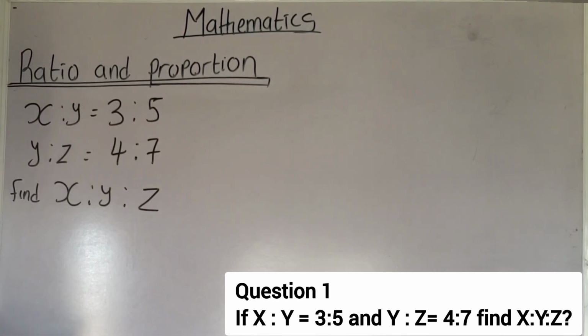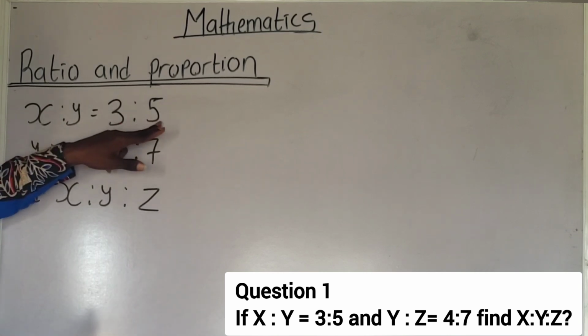Please pay attention. This is very simple. All we want to do here is to make y uniform. Look at the first ratio, x to y. What is the value of y in the first ratio? The value of y in the first ratio is 5.